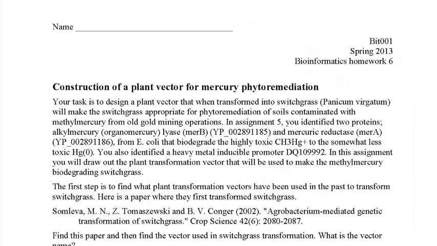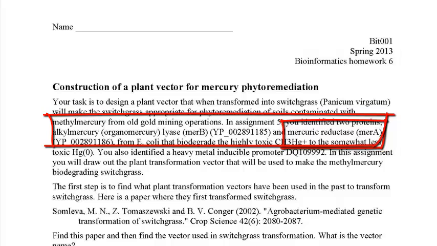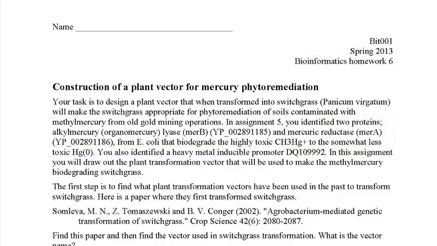Last week you identified two proteins from E. coli, MER-A and MER-B, that can be used to detoxify methylmercury to the less toxic elemental mercury. This week you will make a plasmid map that illustrates the position and orientation of the different components on the transformation vector that you will build.